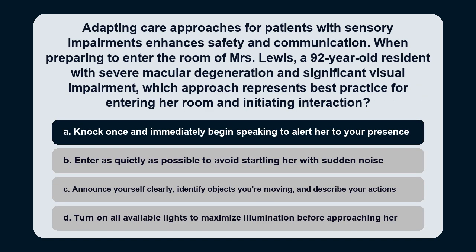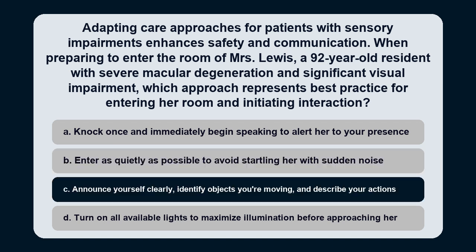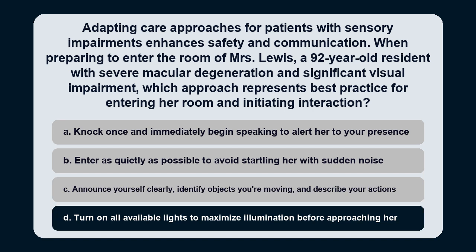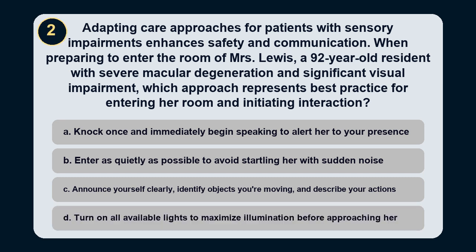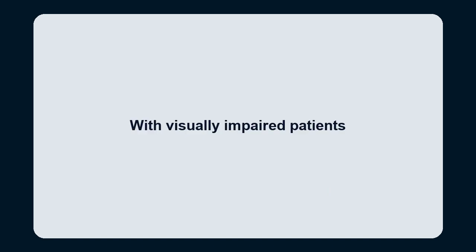Option A. Knock once and immediately begin speaking to alert her to your presence. Option B. Enter as quietly as possible to avoid startling her with sudden noise. Option C. Announce yourself clearly, identify objects you're moving, and describe your actions. Option D. Turn on all available lights to maximize illumination before approaching her. The answer is C. With visually impaired patients.